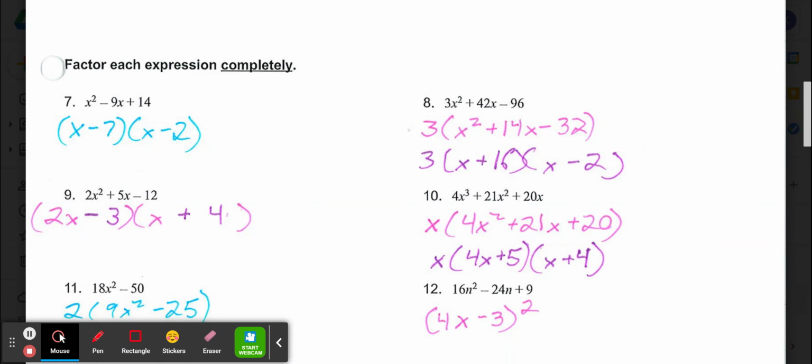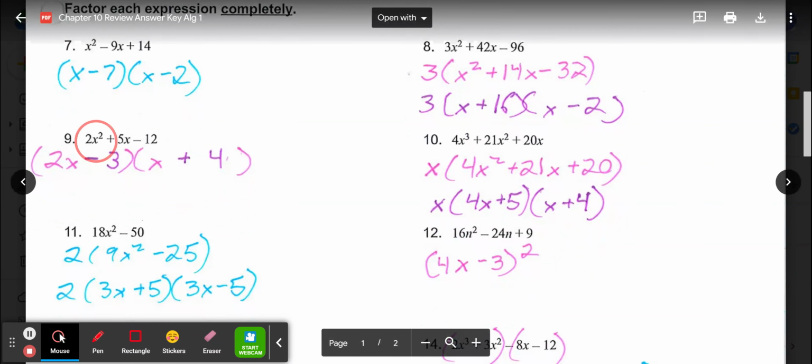With 8, we have 3x squared plus 42x minus 96. So right away, I notice each one of these can be divided by 3, so I factored out the 3. Then I have x squared plus 14x minus 32, so I want to factor that trinomial, something that multiplies to be a negative 32, but added would be a positive 14. So that gives me x plus 16 multiplied by x minus 2. And then we brought down the 3 that we originally factored out.